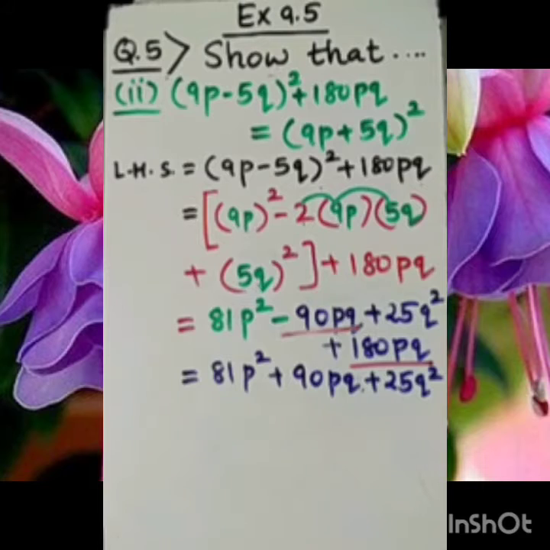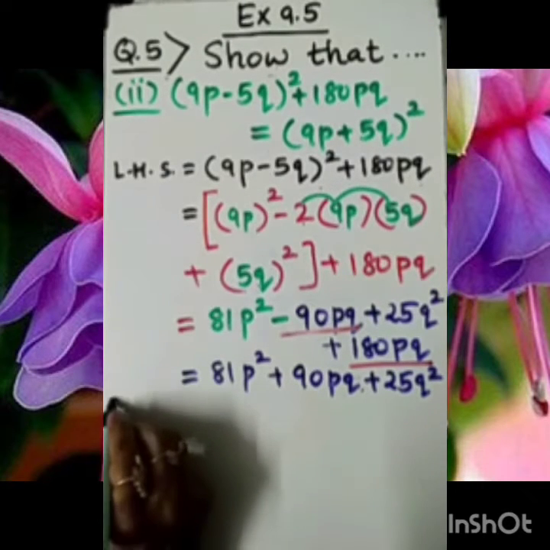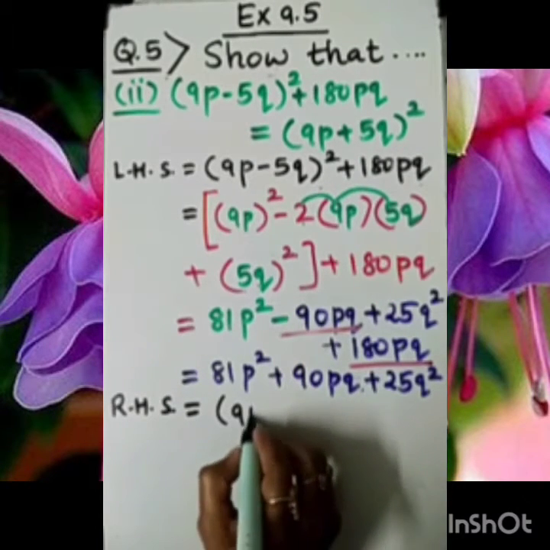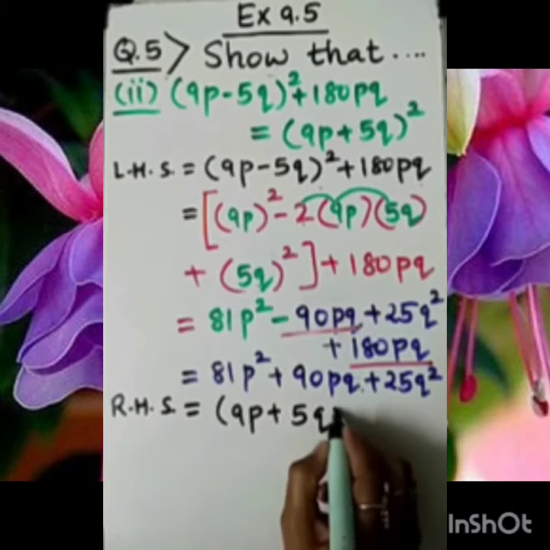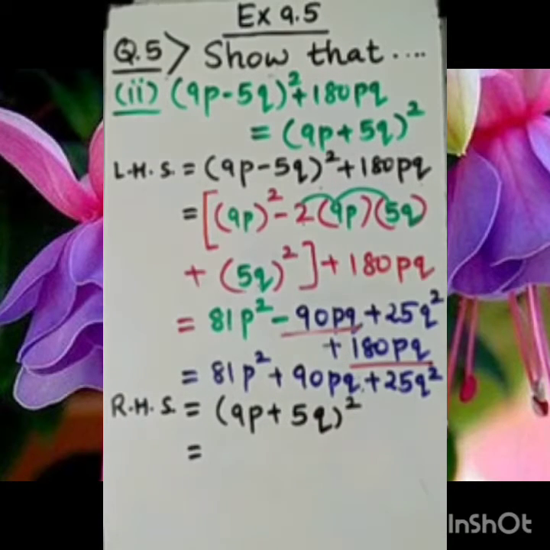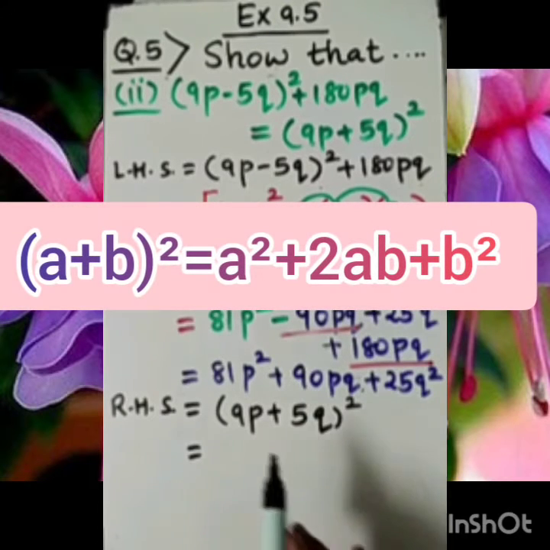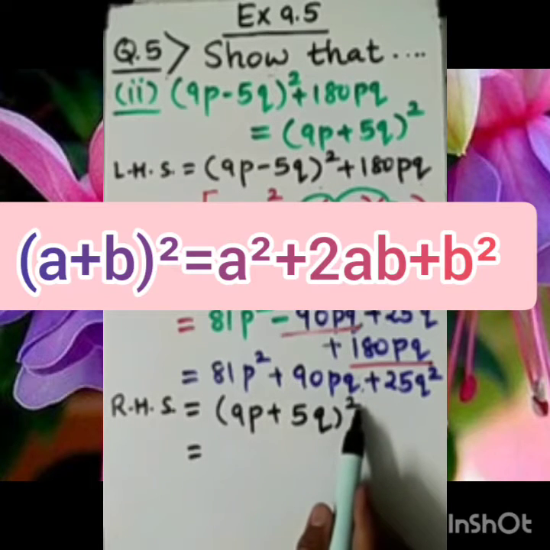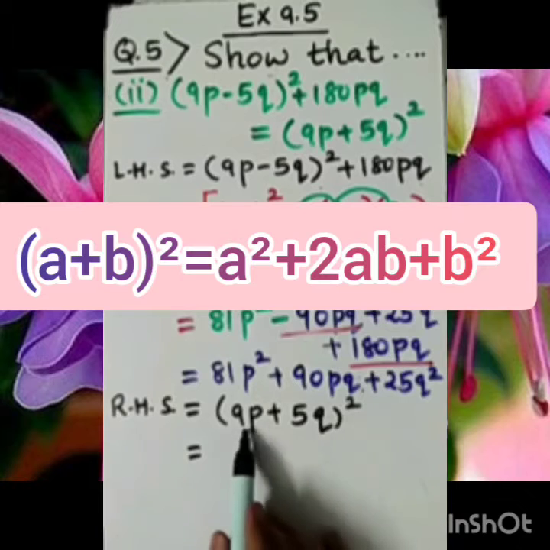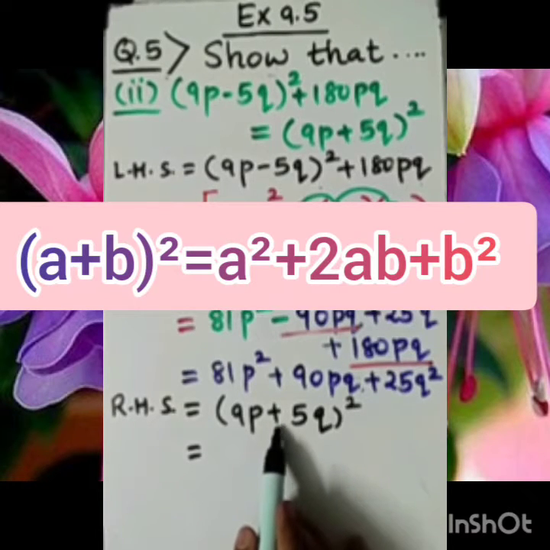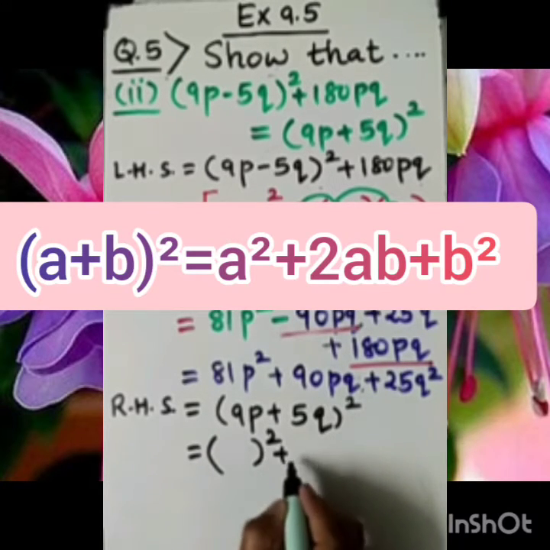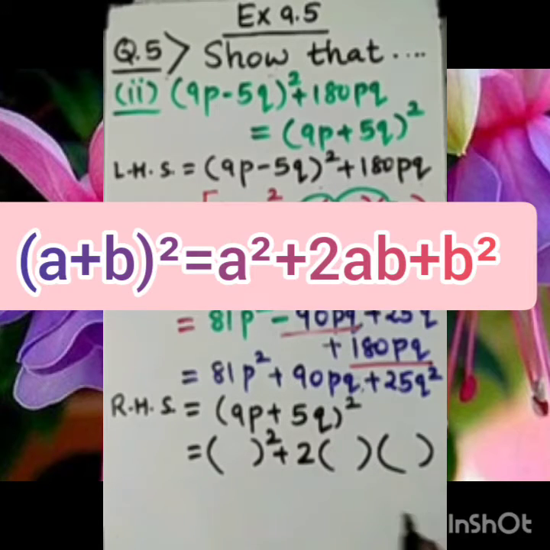Fine. Let's work on the RHS. What is the RHS here? Right hand side. Let's note down. The RHS is this much: 9p plus 5q whole square. So we can compare. Which identity do we need to apply here? Of course, this is the square of a binomial, and here we need to apply the first identity because of the plus. So which is the first identity? It says a square plus 2ab plus b square. This is the first identity, right?